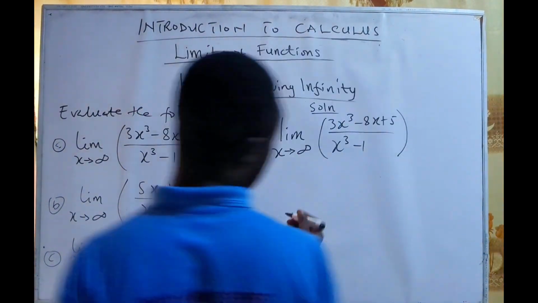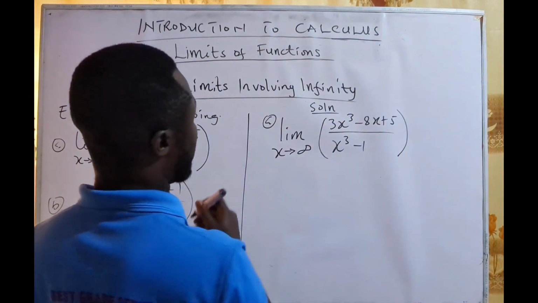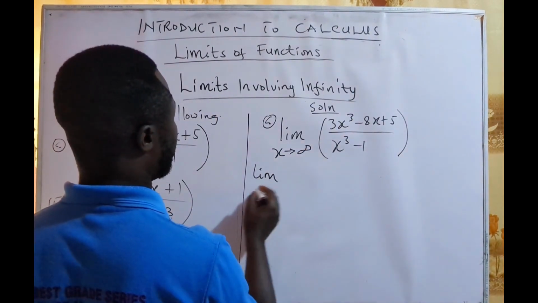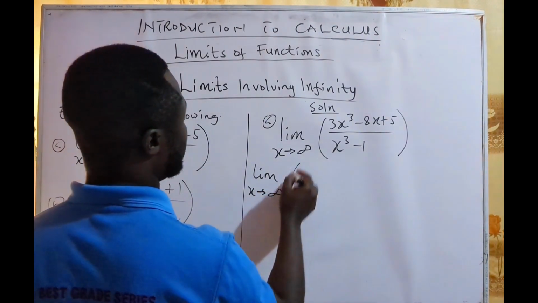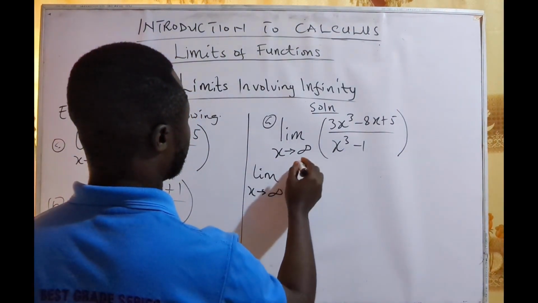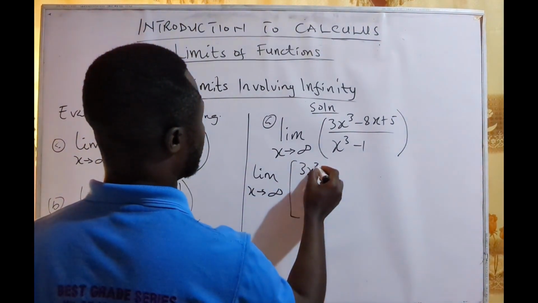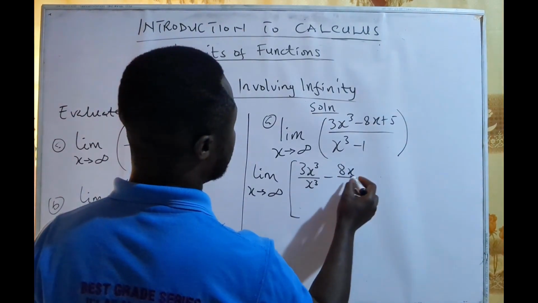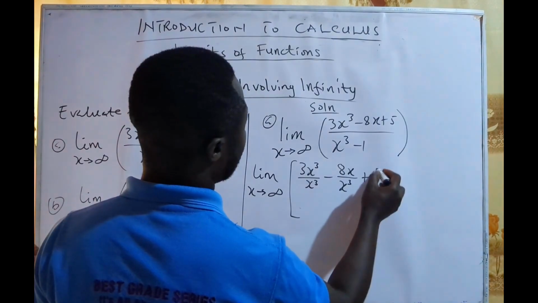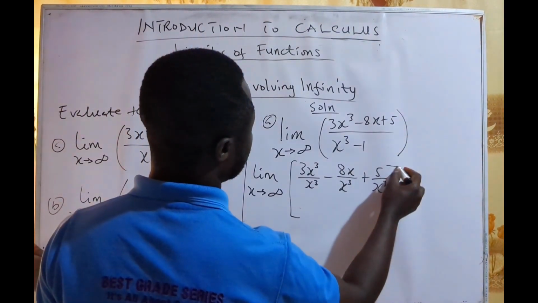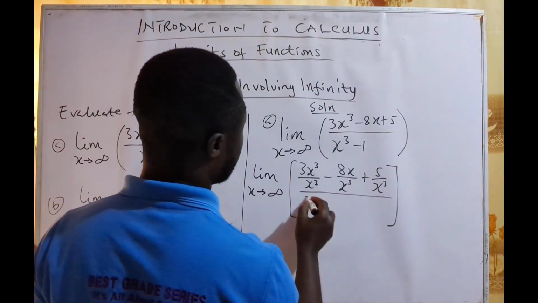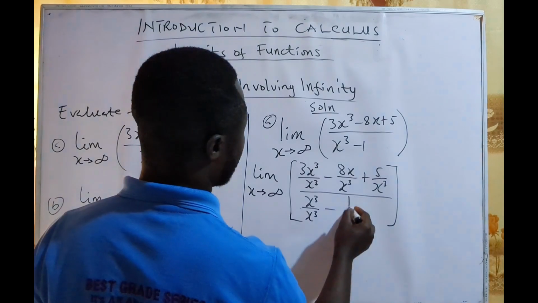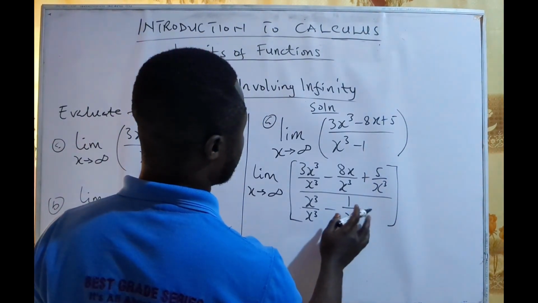Okay, so this is how we are going to do it. So we will take the highest power of x. What is the highest power of x? S cubed. So we write the limit of the function. So we have what? 3s cubed over s cubed minus 8s over s cubed plus 5 over s cubed, all divided by s cubed over s cubed minus 1 over s cubed.